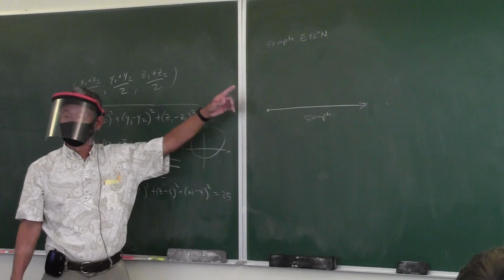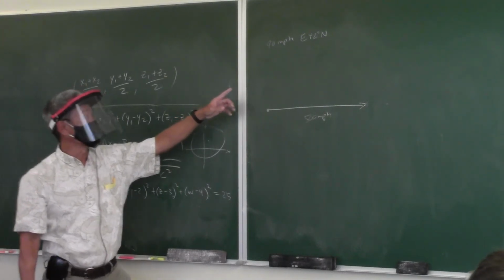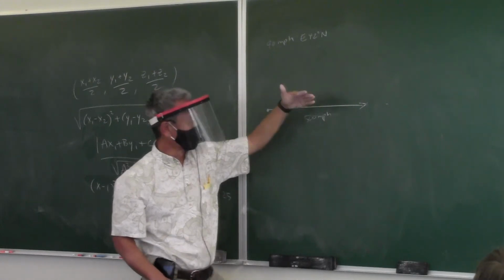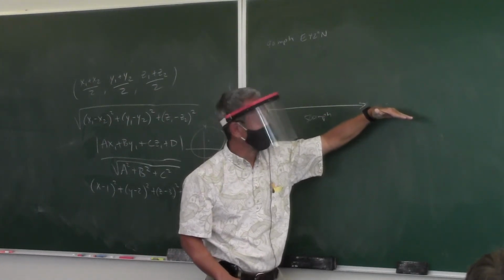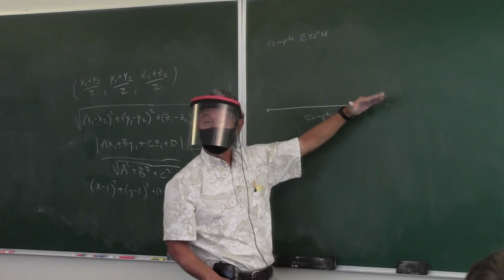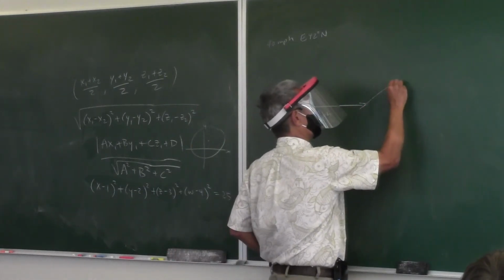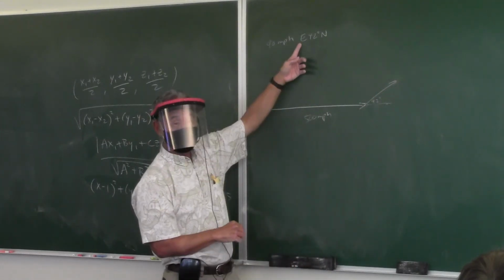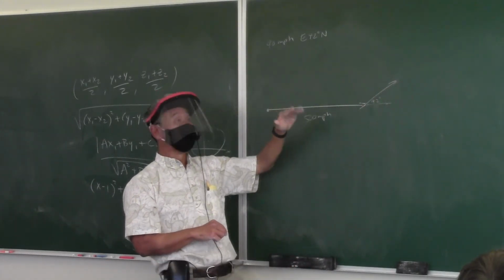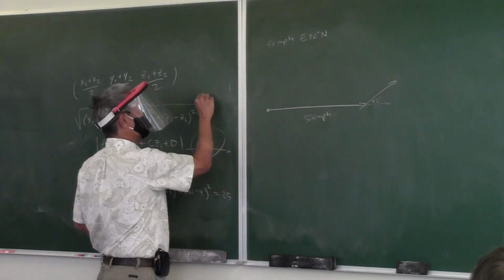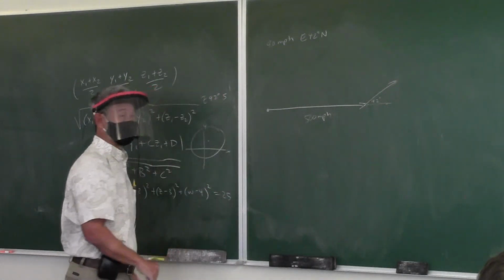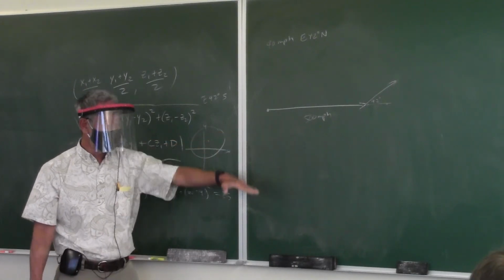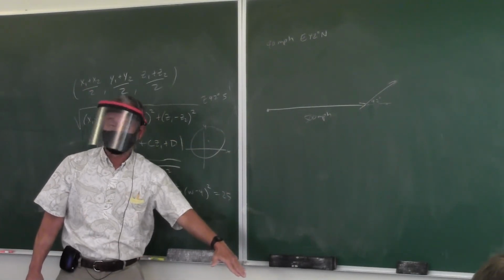You guys ever seen this notation before? This means from the east, you go 42 degrees north. So east is this way, right? Then you go 42 degrees north, like that. So that means this angle here would be 42 degrees. What if I said east 42 degrees south? What does that mean? From the east, you go 42 degrees south, so that means you're going that direction.